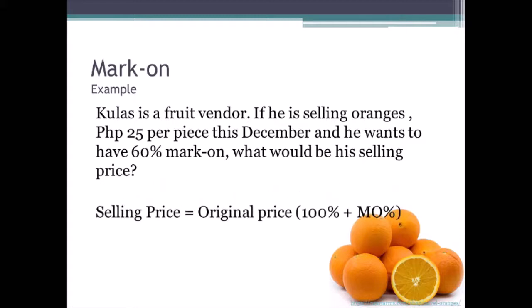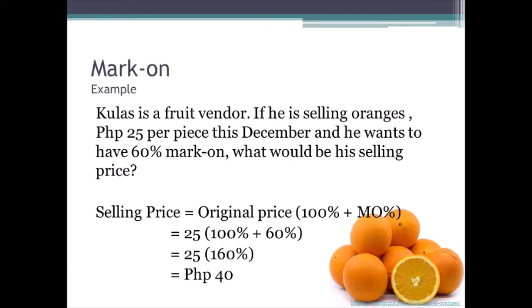So using the formula, the original price is 25 pesos per piece and the mark-on rate is 60%. We will substitute these given values into our formula. And then, using our calculator, we have 40 pesos. So during December, Kulas can sell his oranges for 40 pesos per piece. So this is similar to a markup item.